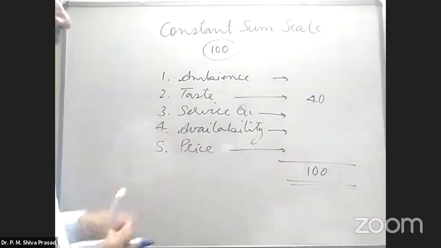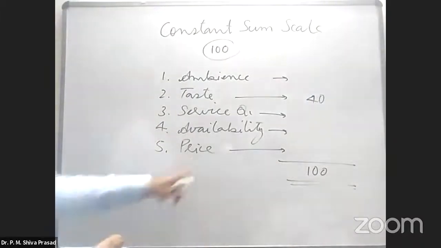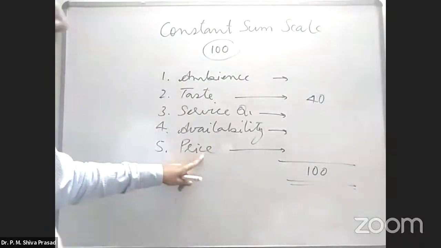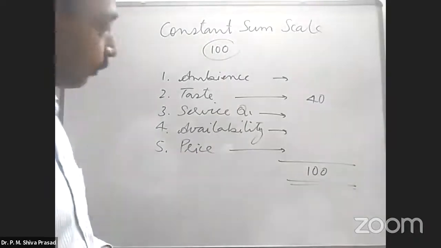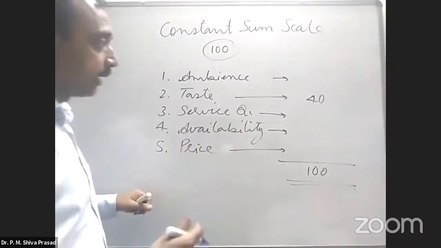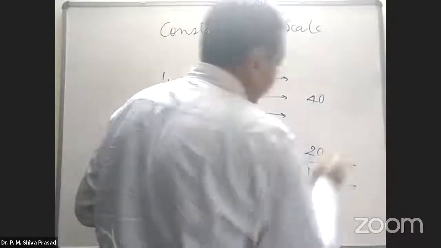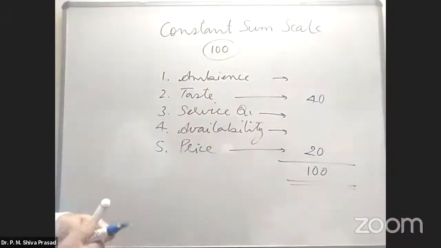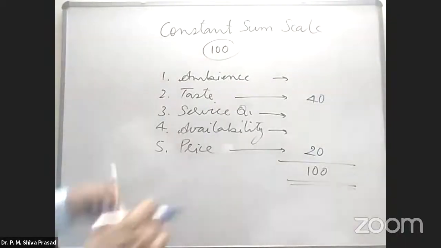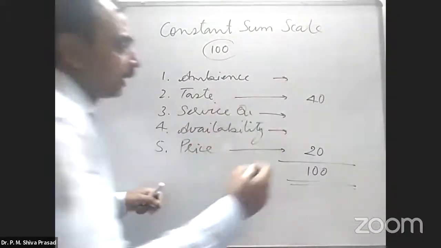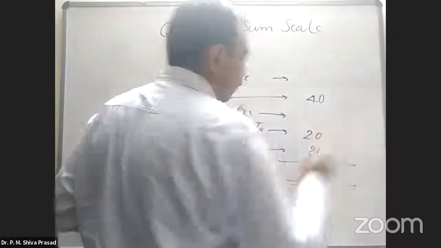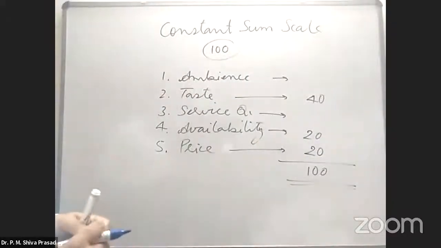And then probably I'll give the next points to price, because price is okay. I'm happy with the price. I give say 20. Now I'm left with 40. In this 40, availability is okay. I'll give 20. Now I'm left with 20 points.